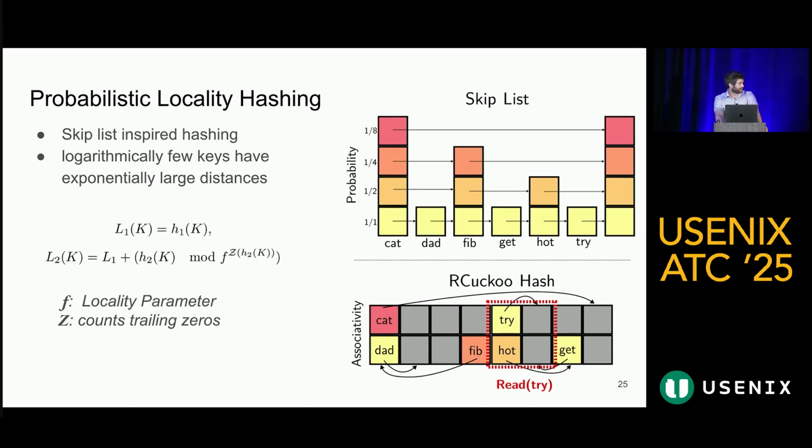The formula we're using is not that much more complicated than what you saw on the prior slides. The first location that we hash to is just a uniform random hash location. And the second one is the first plus a second uniform random hash modulo our exponential function. This exponential function might look fancy, but it's really not that complicated. There's a constant f, which we spend a lot of time discussing in the paper, raised to a function that just counts the trailing zeros of the hash. That grows logarithmically fast, and we raise it to the exponential.